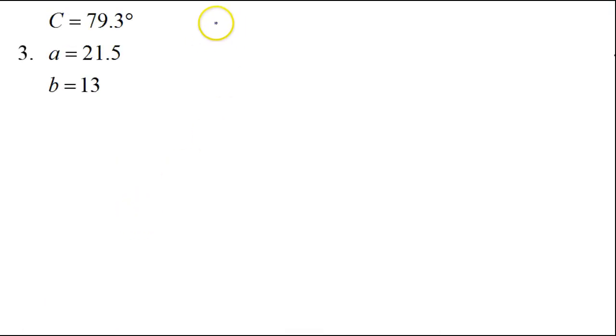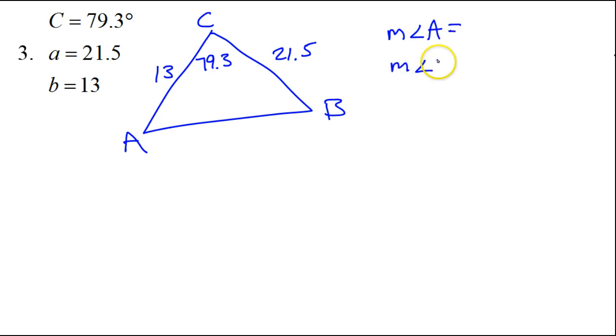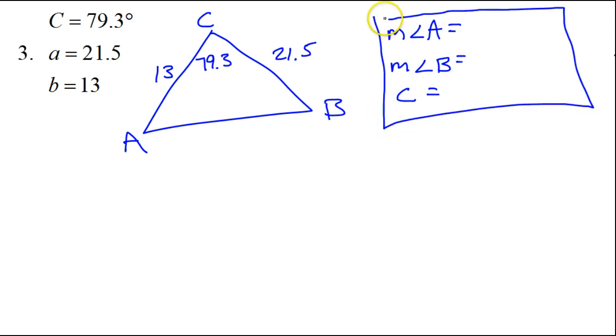Alright, let's go ahead and draw the triangle like kabam. So I'm going to call this angle A, angle B, and angle C. We are given that angle C is 79.3 degrees. Side A is 21.5 and side B is 13. What do we need to find? Well, we need to find the measure of angle A, the measure of angle B, and side C. Find these three things and we have solved the triangle.